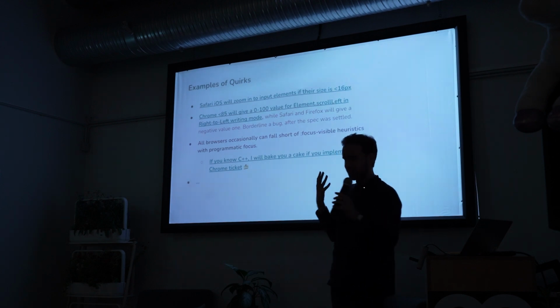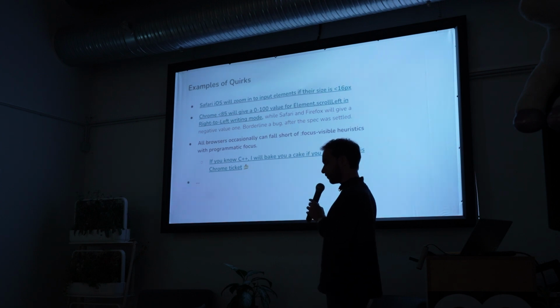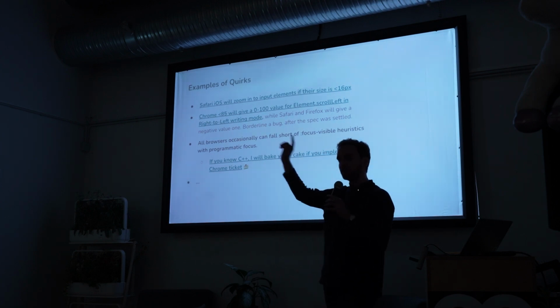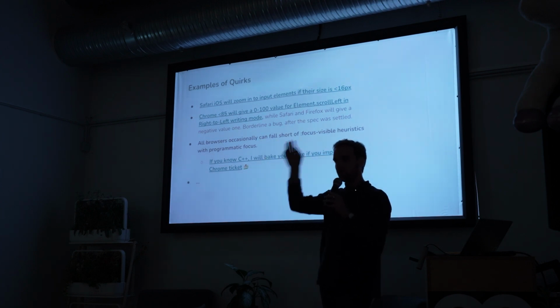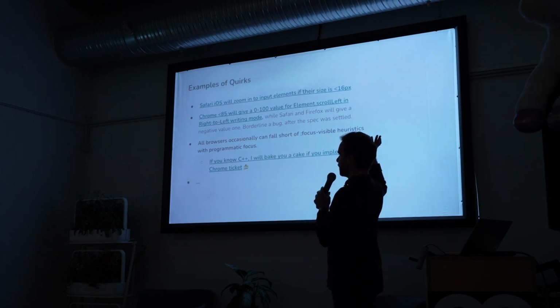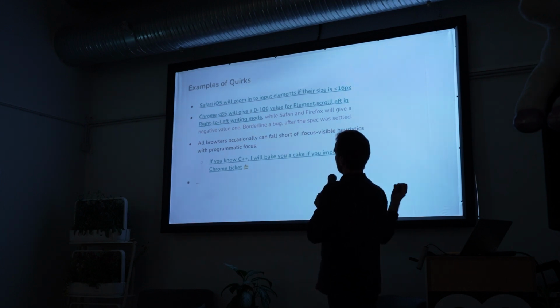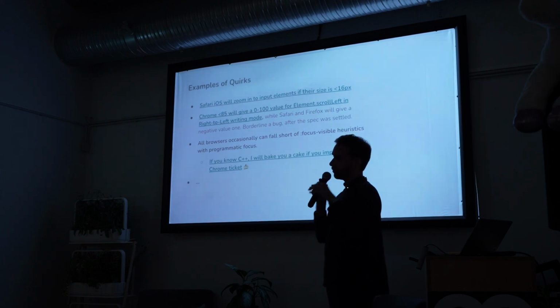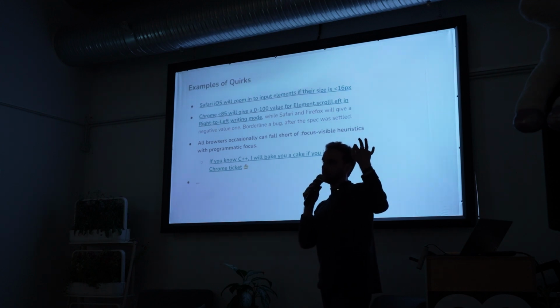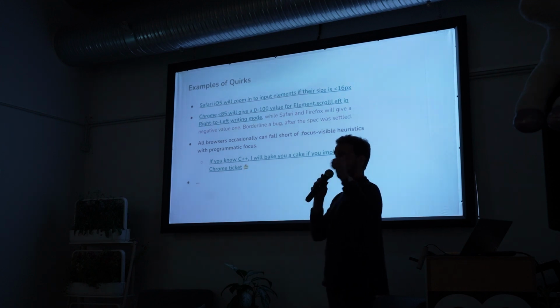Other quirks, Chrome before version 85. So you have different ways to do layout on the web. You can go left to right, right to left, top to bottom, bottom to top, and so on. If you were in right-to-left writing mode, for example, if you had a text in Arabic, and you were to ask Chrome, hey, what's the left position of this element? It would give you a value between 0 and 100.